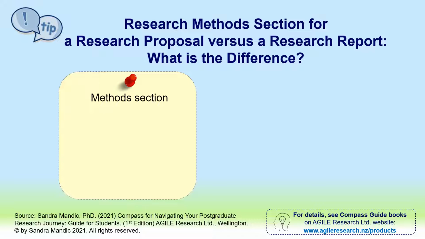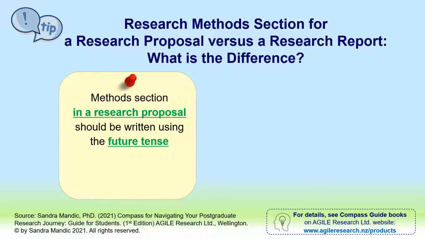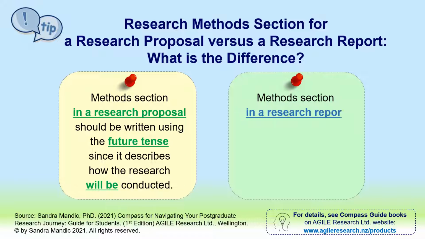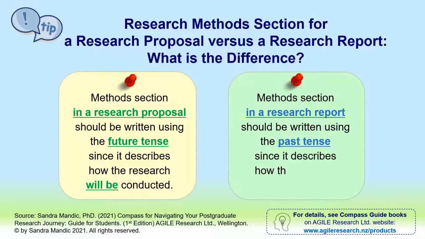When you're writing a research proposal, which outlines the plan for your research, the methods section should be written using the future tense, since it describes how the research will be conducted. In contrast, when you're writing a research report, including a thesis or a scientific journal article, the methods section should be written using the past tense, since it describes how the research was conducted. Therefore, if you write a research proposal before starting your research, the methods section from your research proposal will need to be rewritten using the past tense for inclusion in your research report at a later date.